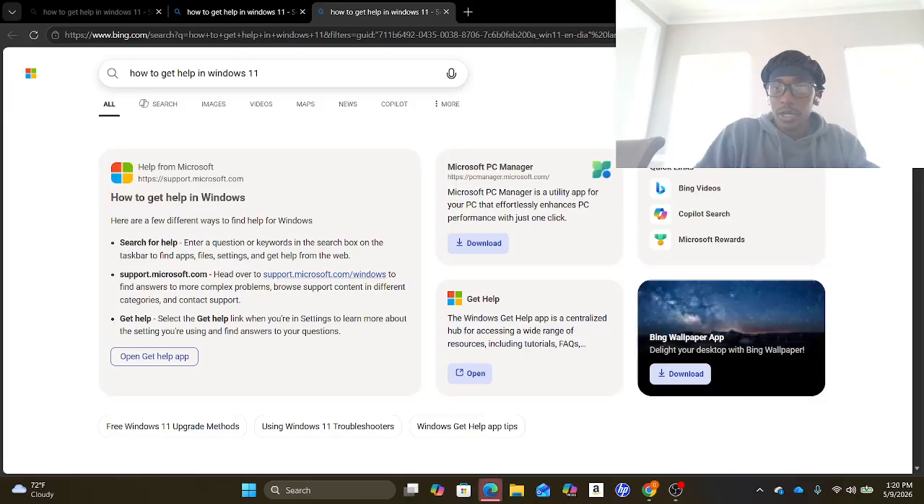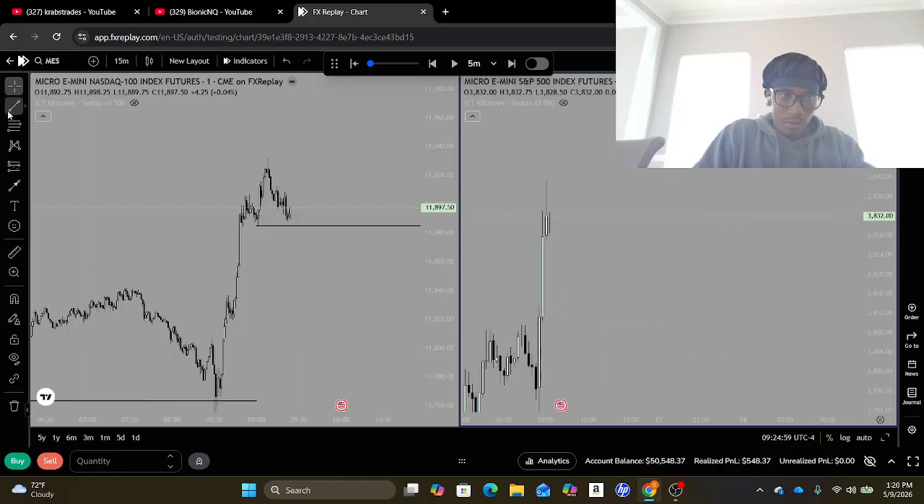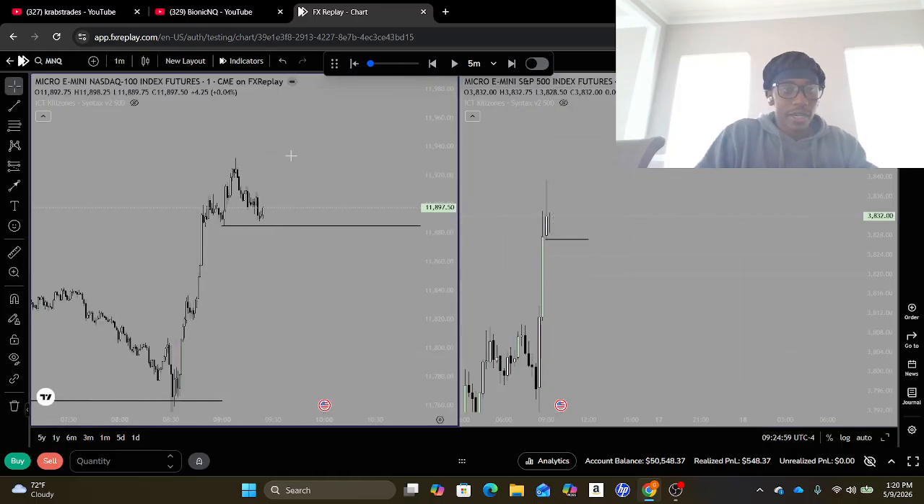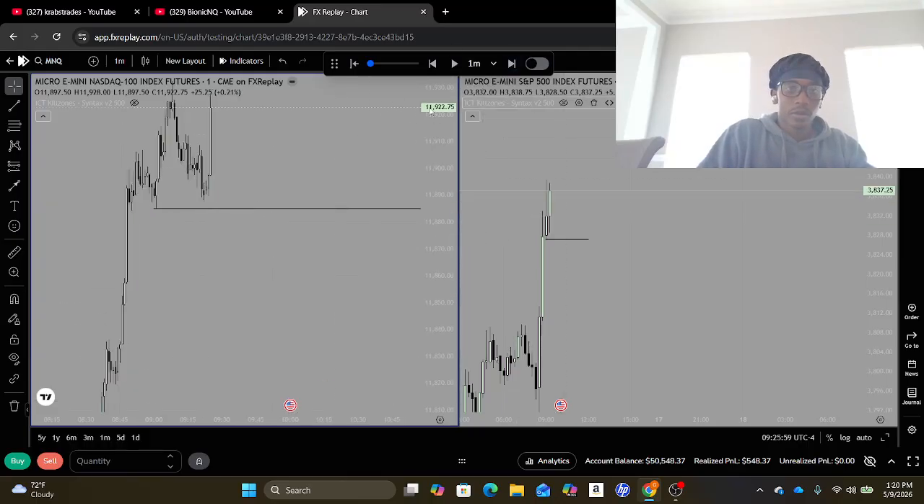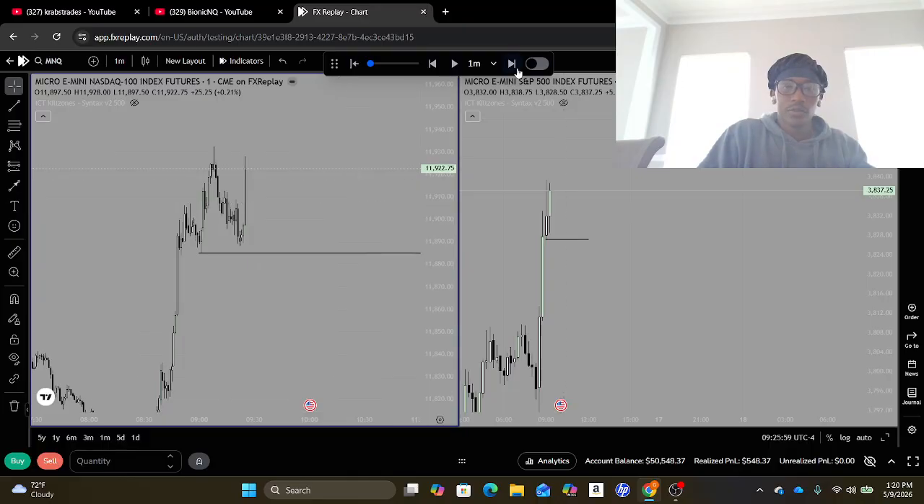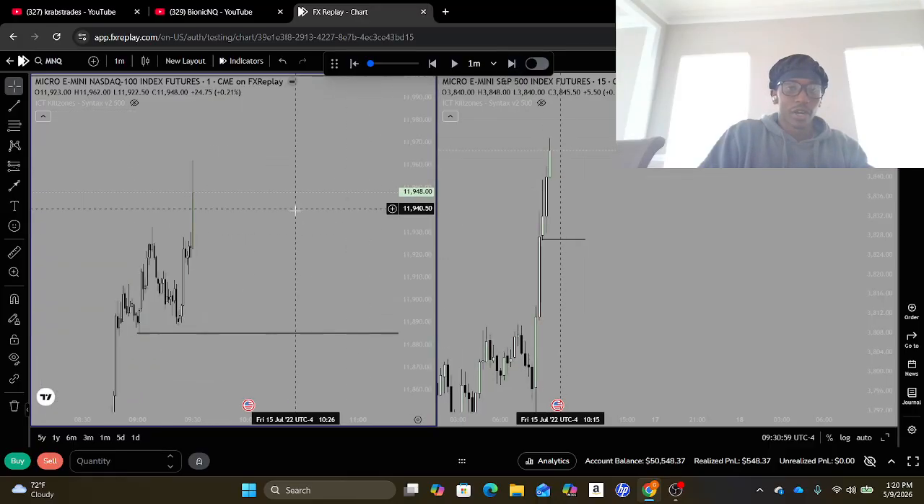Oh, sorry. Oh my gosh. I hate it when it does that. My ideal scenario now would be to see this 15-minute get hit, and then we get continuation to the upside. So let's see what happens at open. Wait, just freaking pump. Like, of course. Just frick me.